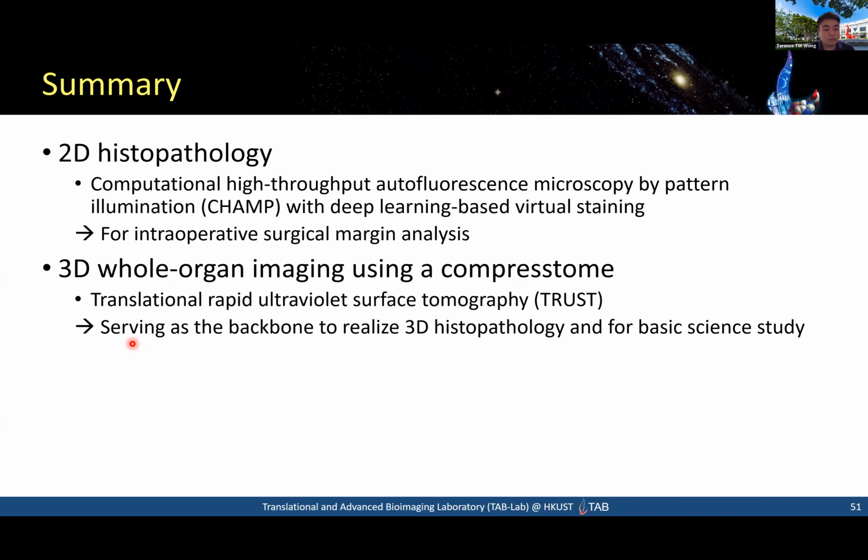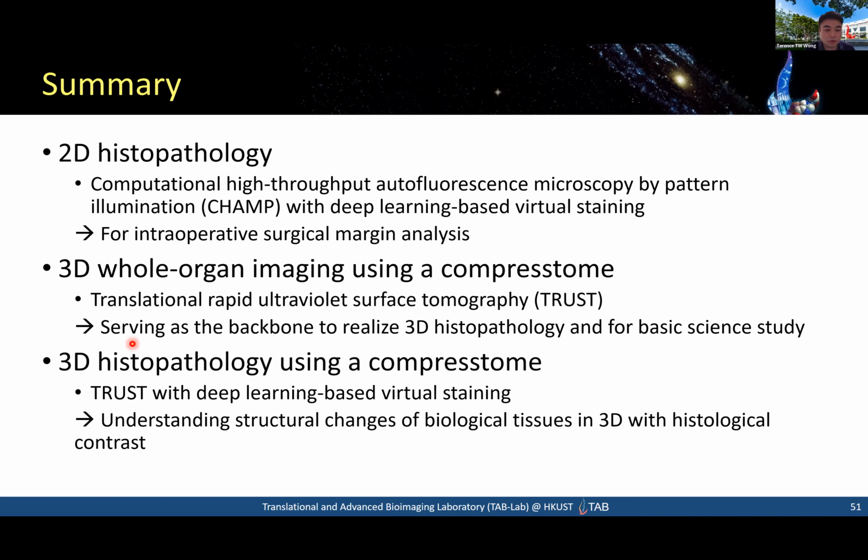We believe that it really serves as a backbone to realize 3D histopathology and also very favorable for basic science studies because it's fairly fast and cost effective. Not to mention the image quality is fairly high as well. So at the end, we combine everything. We have the 3D whole organ imaging with the Compresstome. We also have the deep learning flavor, the virtually stained tissue, such that we enable this 3D histopathology and make it feasible with, I would say, relatively simple tricks.